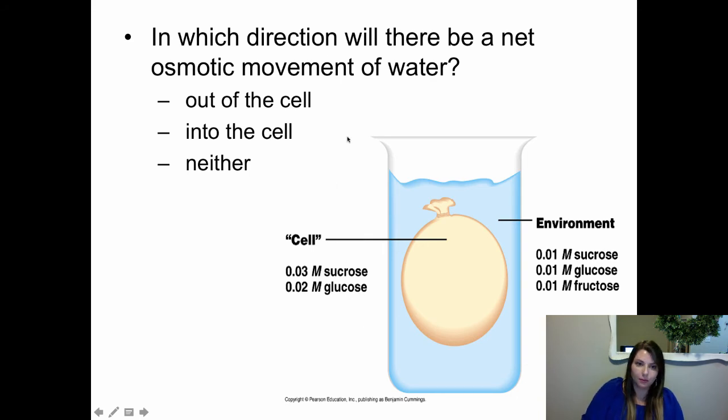So I just answered your last question. Your water should be moving into the cell because the concentration gradient is higher in the cell. So that water is going to try to reach equilibrium by entering the cell.